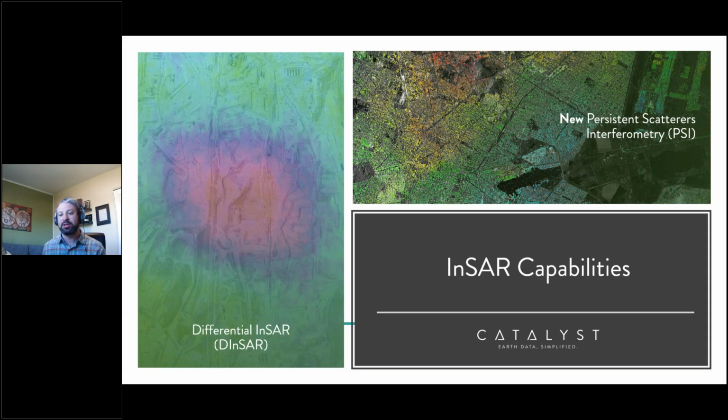Once again, the real focus for today is our InSAR capabilities. We have two main workflows for analyzing ground deformation using InSAR technology. On the left, you can see differential InSAR, or D-InSAR, as it's often referred to. And above at the top, you can see our newest addition to the InSAR family, Persistent Scatterers Interferometry, often known as PSI. We'll describe a little bit of the two in just a moment.